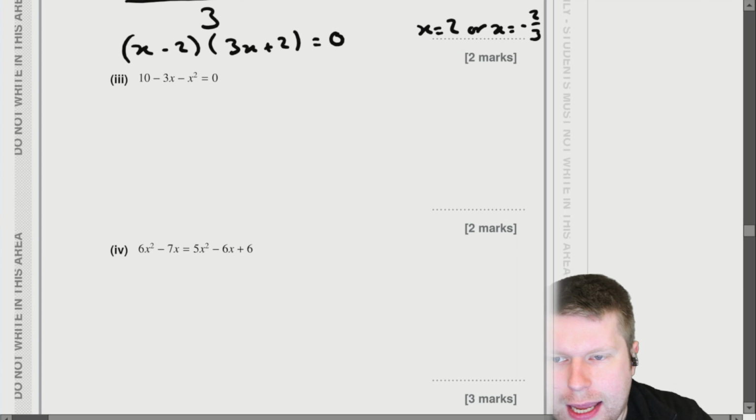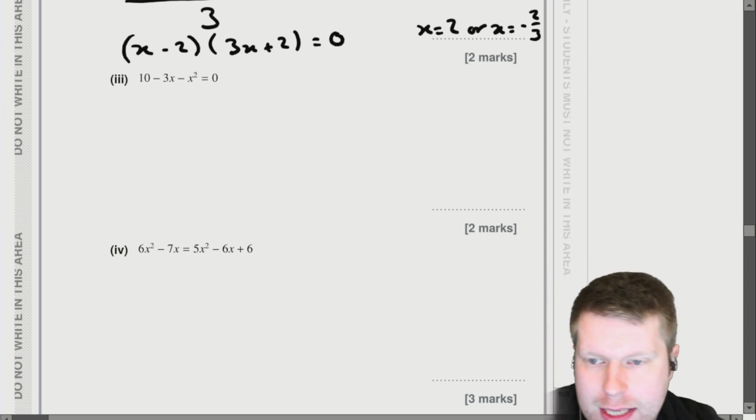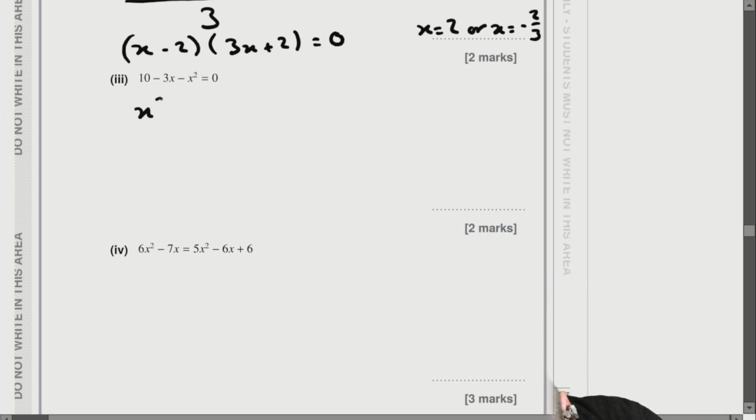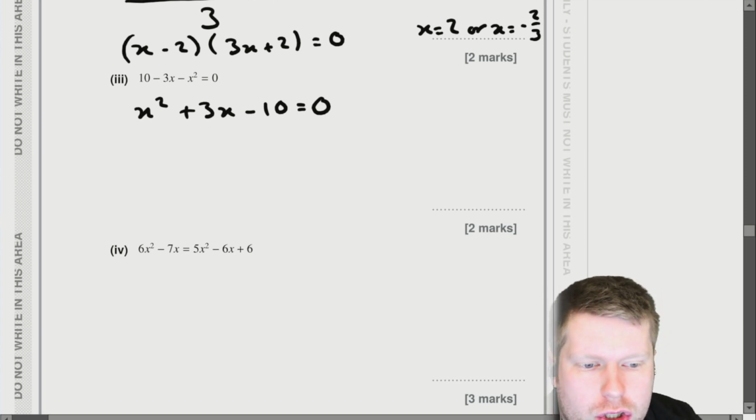Okay, now this question here, what you could do is realise, hang on a second, I've got a negative x squared there. I don't like the negative x squared, so I'm going to multiply everything by negative 1. So that's going to leave me with positive x squared, positive 3x, negative 10, and 0, because if I multiply 0 by negative 1 it remains at 0. That's going to be a lot easier to try and solve.